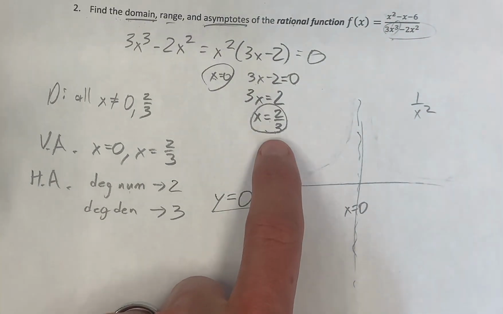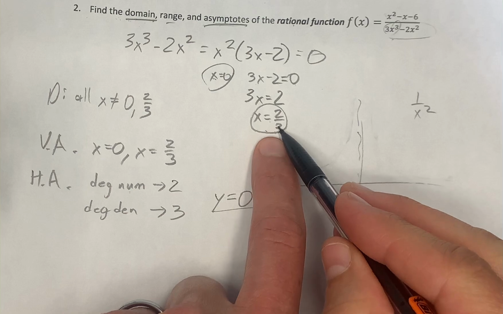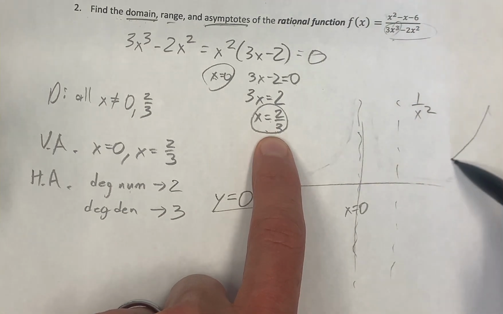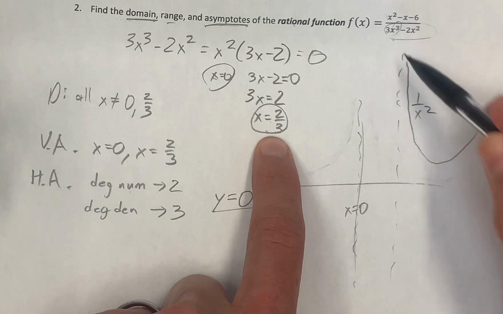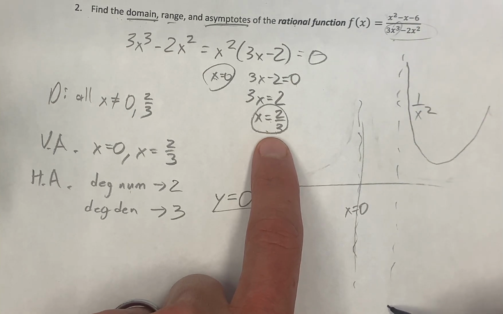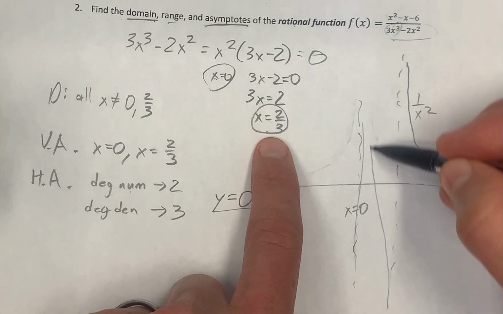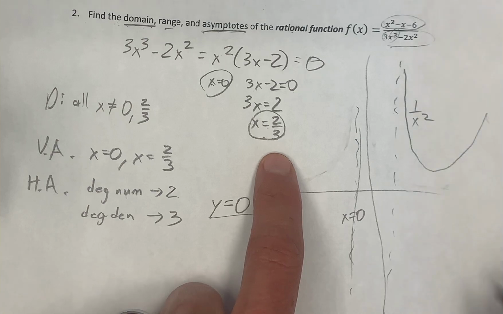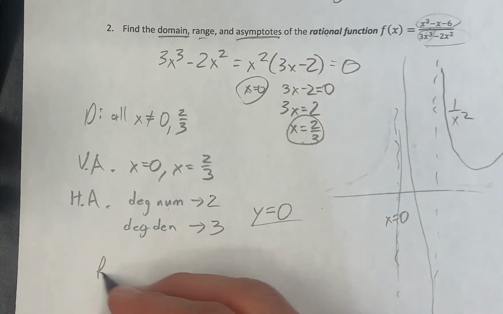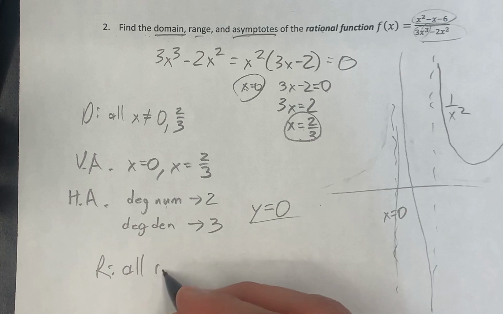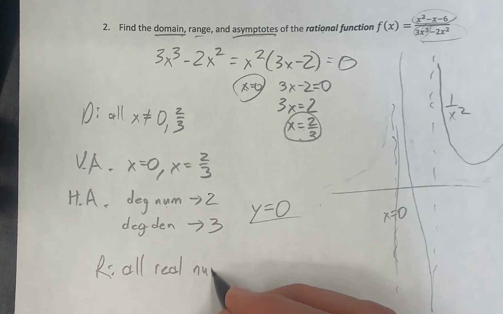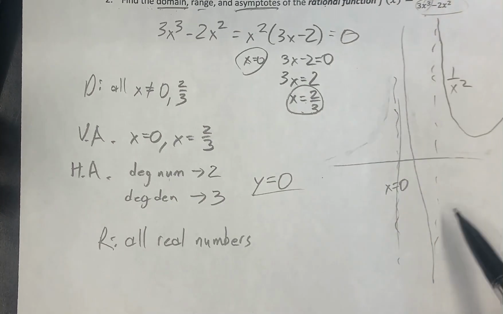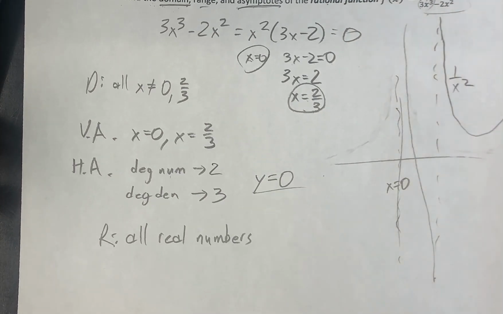But can you see this vertical asymptote right here at 2/3? It's going to be shooting off one direction here, and it's going to be shooting off the other direction here. And you can see there definitely are zeros to this polynomial. You could factor it. So the range is actually going to be all real numbers, because you can see it's going to go as high as you want and as low as you want because of those vertical asymptotes.